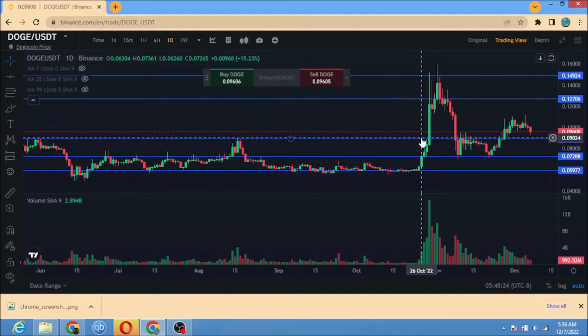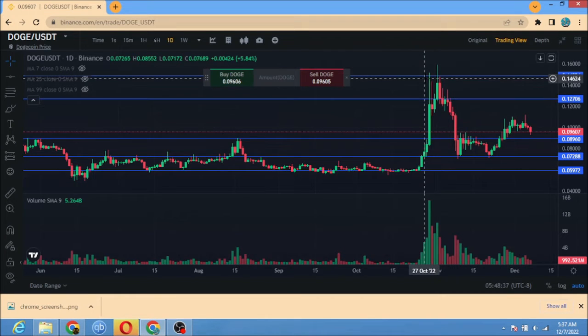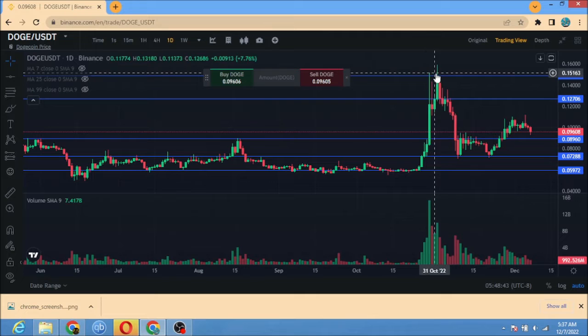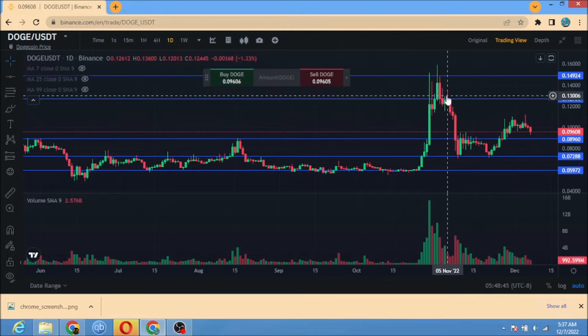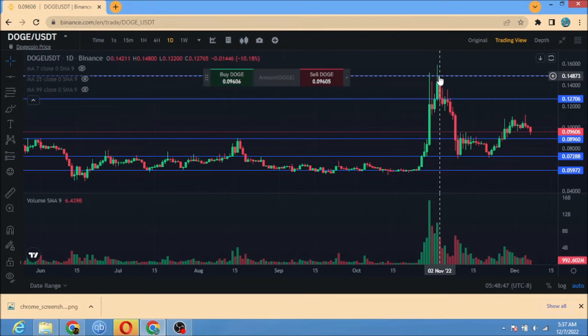So once it moved upwards from this line to this one, then this one becomes a support and this one becomes a resistance. You can see that this resistance resisted it from breaking, and the price started to move downwards. That means that this one is a resistance.